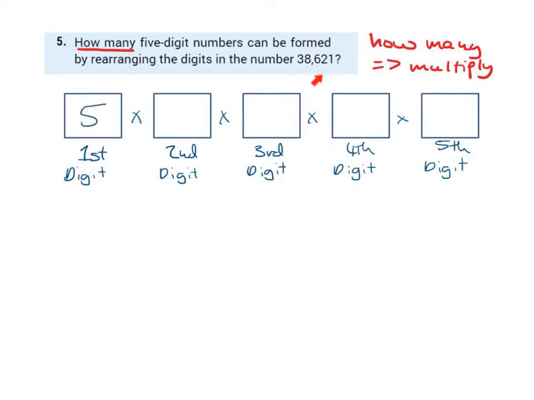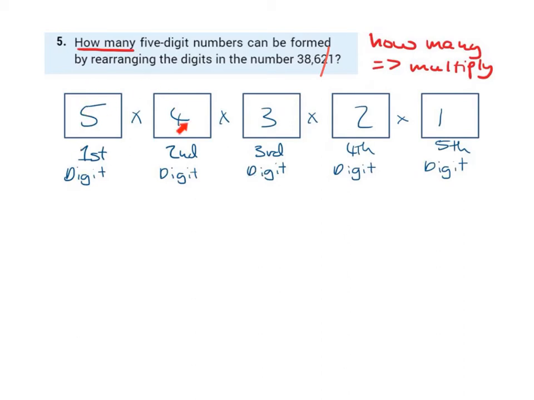So let's say we used the number 2. Well, then there would only be 1, 2, 3, 4 digits left for the second digit. And in the same way, for the third digit, once we've used 2 of them, we've got 3 digits left. And then for the fourth digit, we've got 2 digits left to choose from, and for the last digit, we've only 1 digit left to choose from.